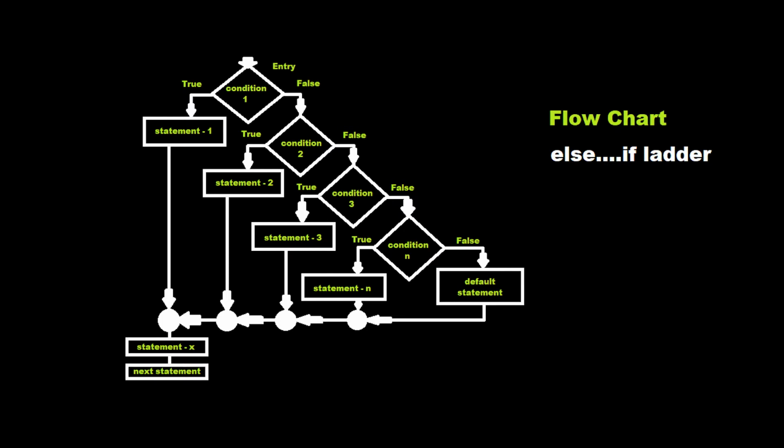So here in this flow chart, you can see it will initially check all the conditions, condition 1, condition 2, condition 3, condition n, and whenever it finds the true condition, it will give the control to the statement X. And in other case, whenever all the n conditions are not true, it will execute the default statement and then it will give the control to statement X. And finally, it will go to the next statement. So this is a beautiful way to understand the else if ladder. And let us take an example in our editor so that we will understand more about this else if ladder.